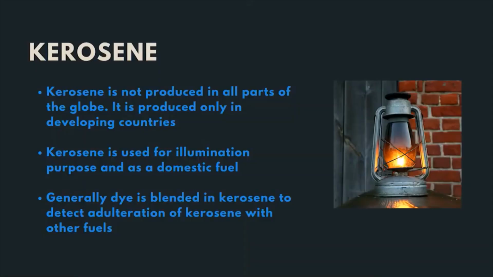Then the next product is kerosene. Kerosene is not produced in all parts of the globe. It is only produced in developing countries, because in developing countries there are still villages where illumination is a big issue. Kerosene is used as an illumination fuel, or it is also used in kerosene stoves. Most developed countries have no need for kerosene, and they never produce kerosene in the refinery. Dye is blended in kerosene to detect leakage when it is blended with other costly fuels.